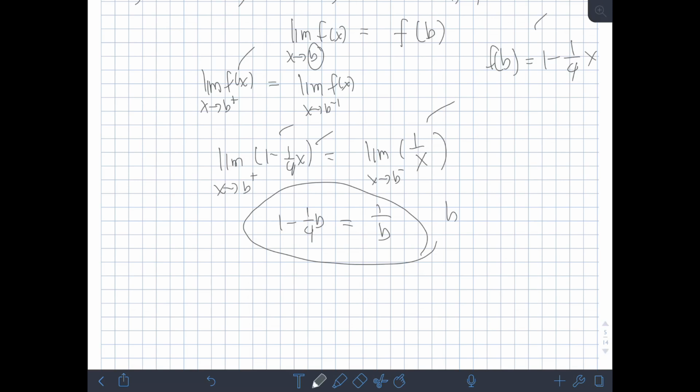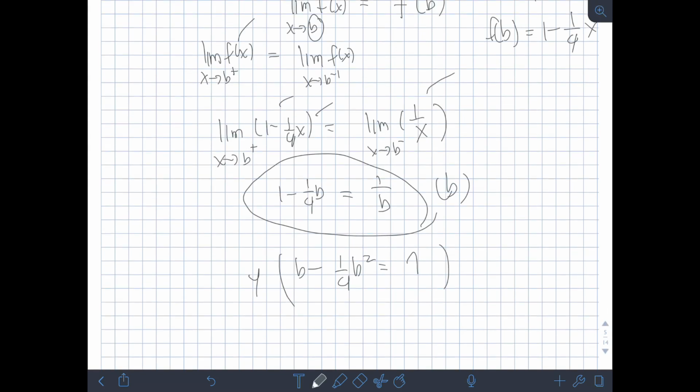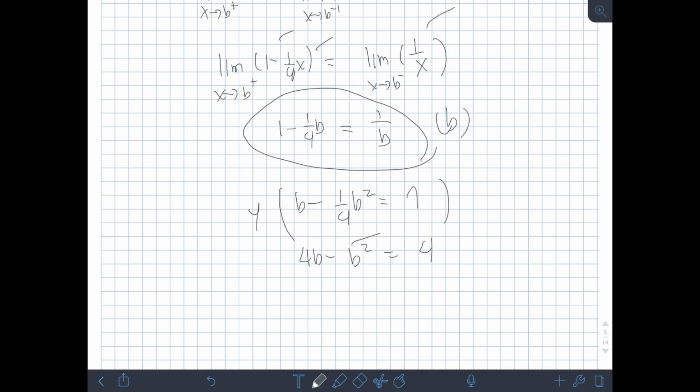So, multiply natin both sides for b. We have b minus 1/4 b squared is equal to 1. Multiply pa natin by 4 para mawala yung denominator. We have 4b minus b squared equals 4. So, transpose ko na lang tong mga b squared saka 4b sa kabila para magiging quadratic equation. b squared minus 4b plus 4 is equal to 0.